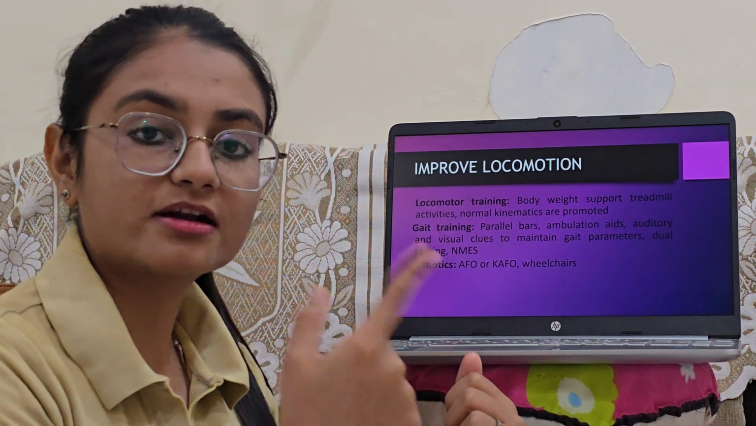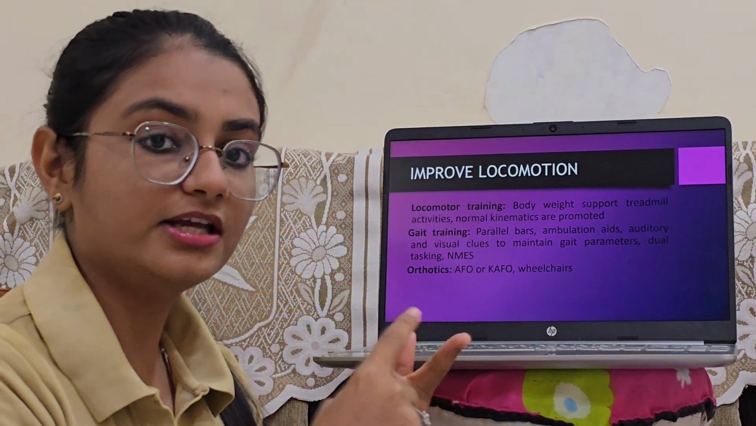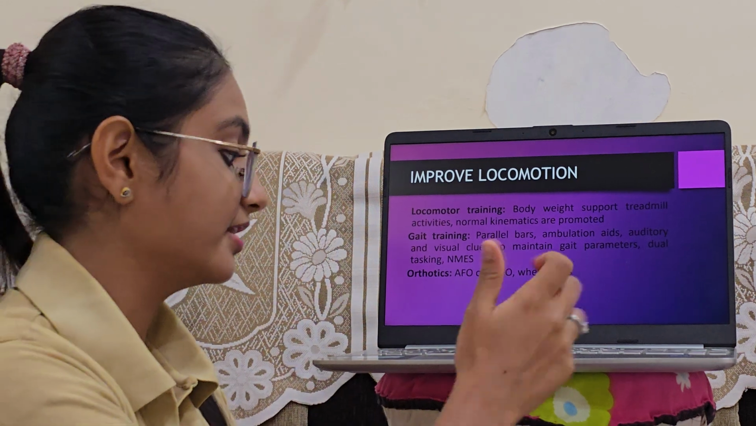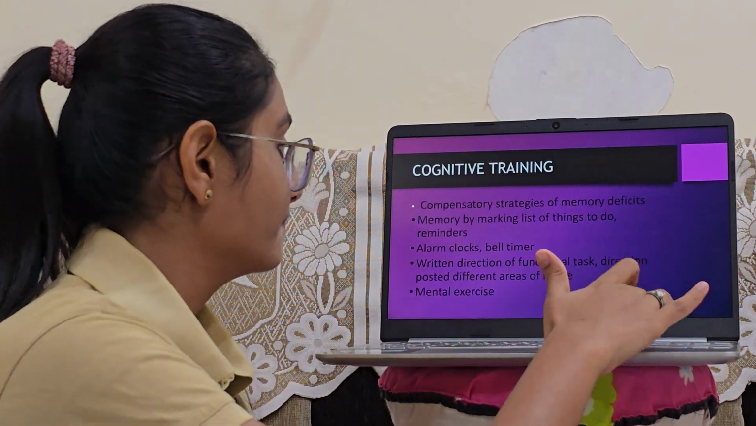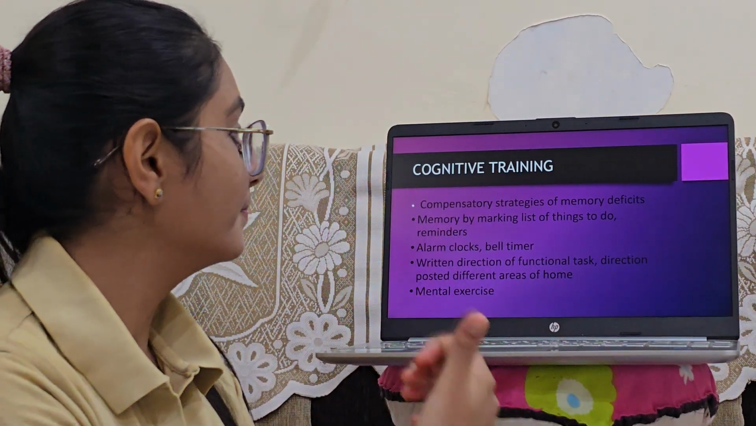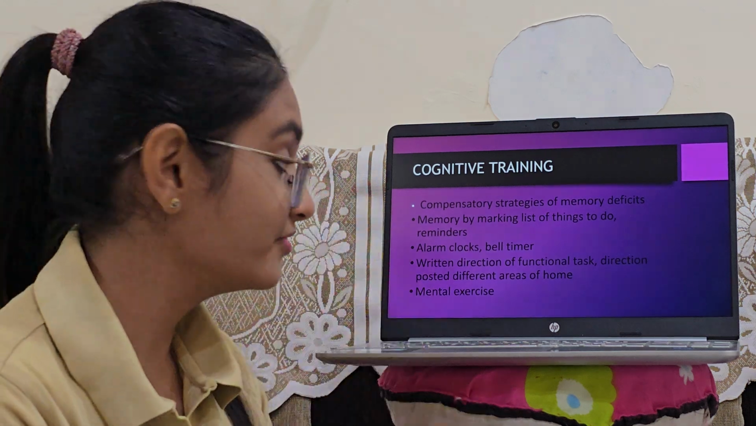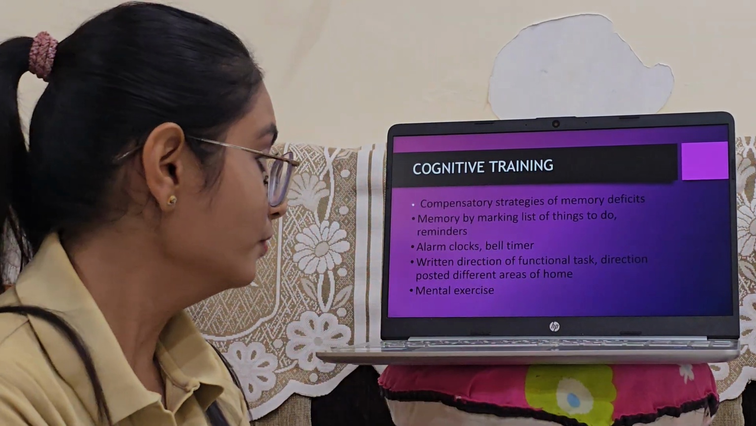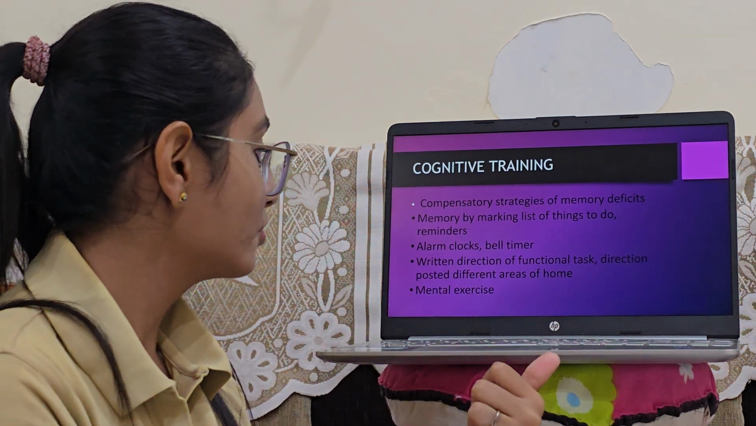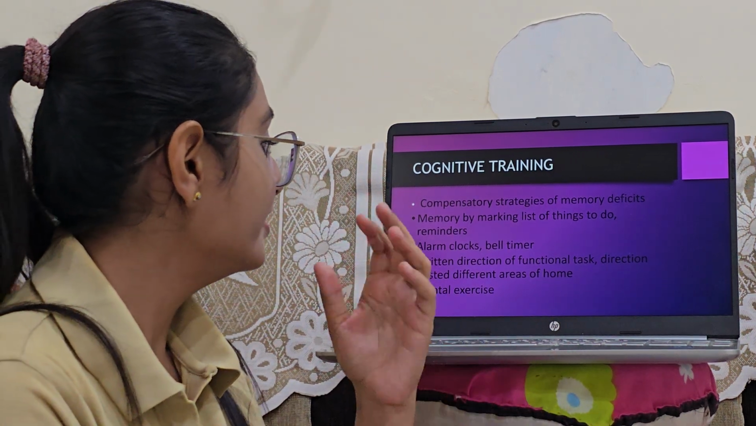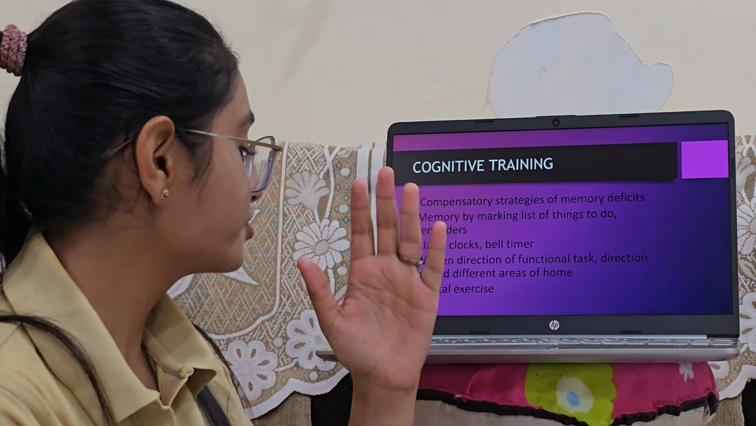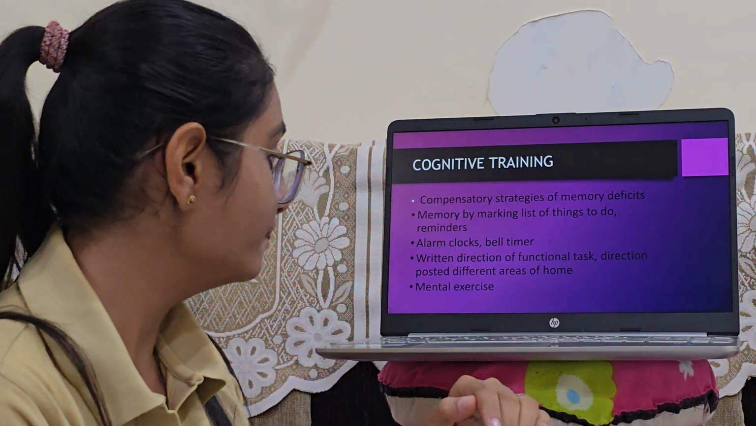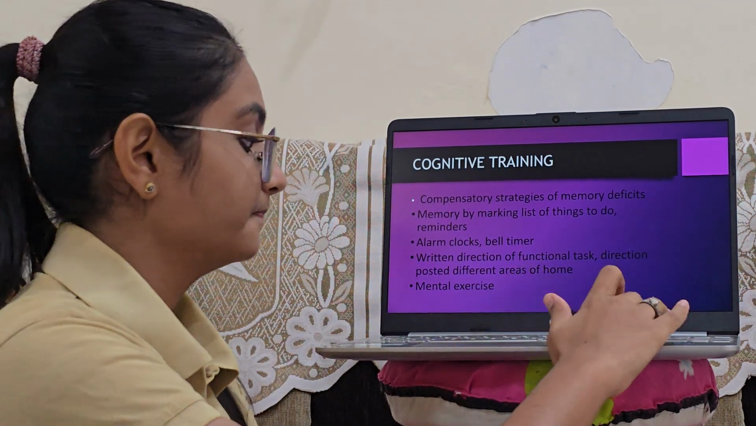For orthosis, ankle foot orthosis and knee ankle foot orthosis, and wheelchairs are given if the patient is not able to walk. For cognitive training: compensatory strategies for memory deficits, memory aids like making a list of things to do, reminders, alarm clocks and bell timers, written directions for functional tasks, directions posted in different areas of the home, and mental exercises.